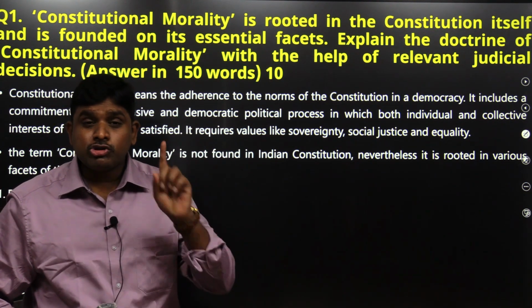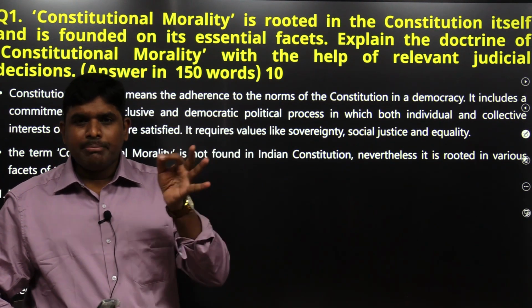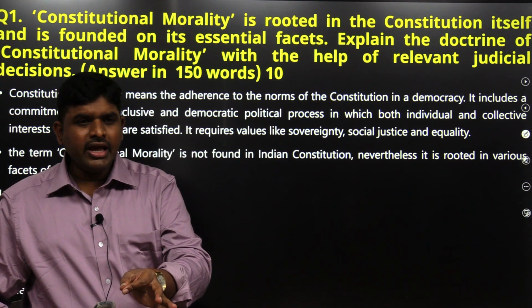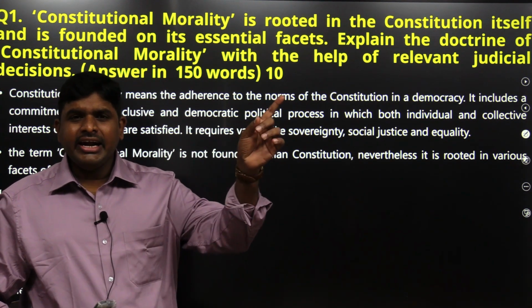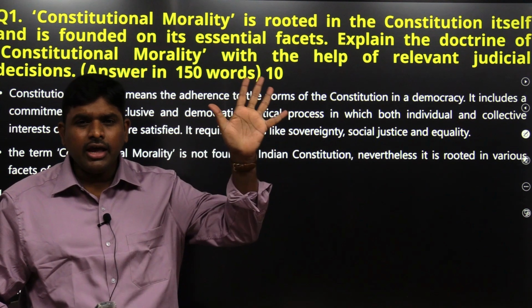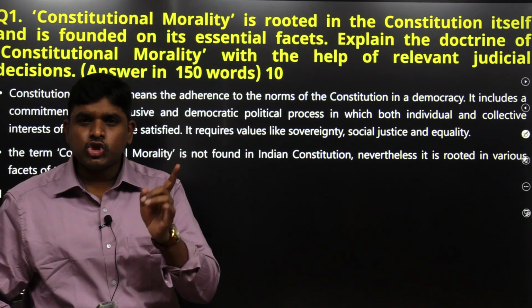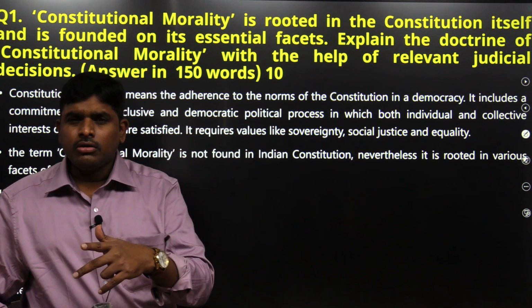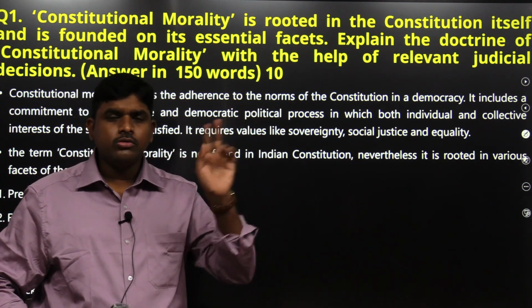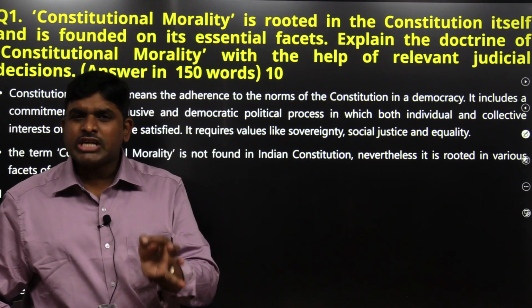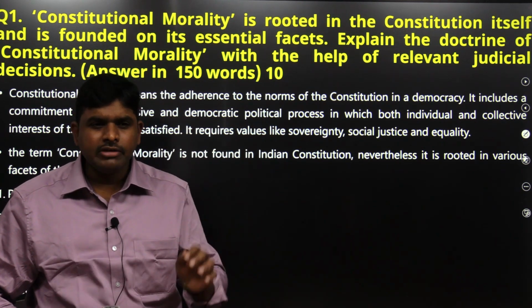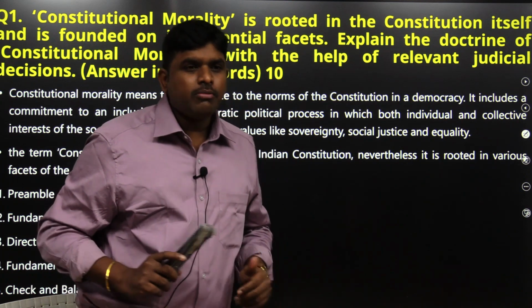Value means, for society there will be values. Patriarchal system in India is a value, and egalitarian society in tribal society is a value. Value-based understanding at the societal level, whether right or wrong, is called value. So what you understood? Value means society level, morality means individual level. Then what is constitutional morality?